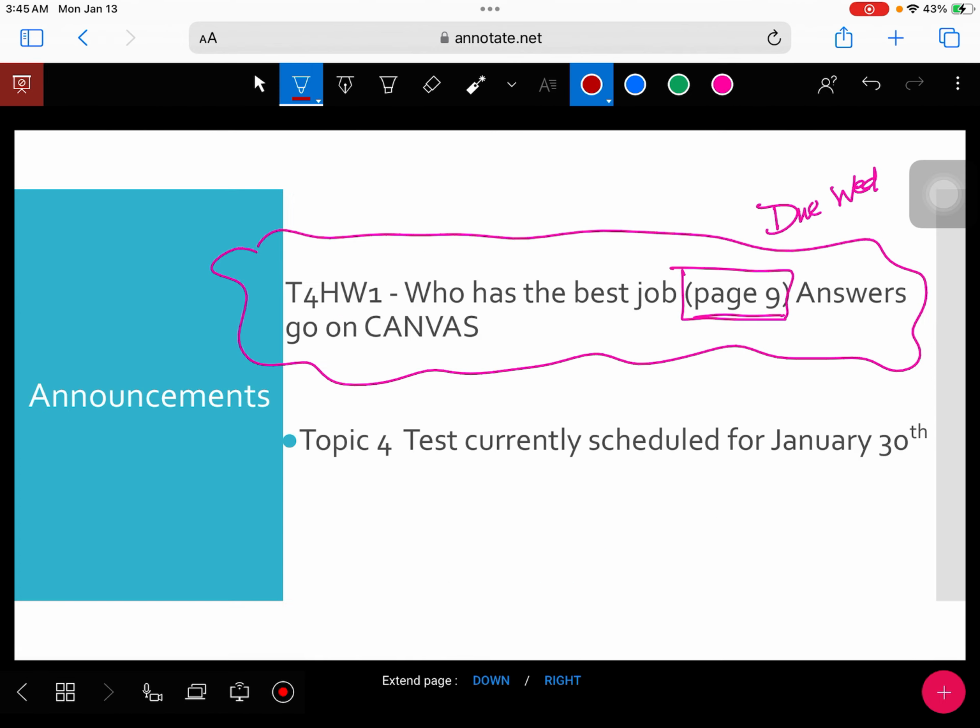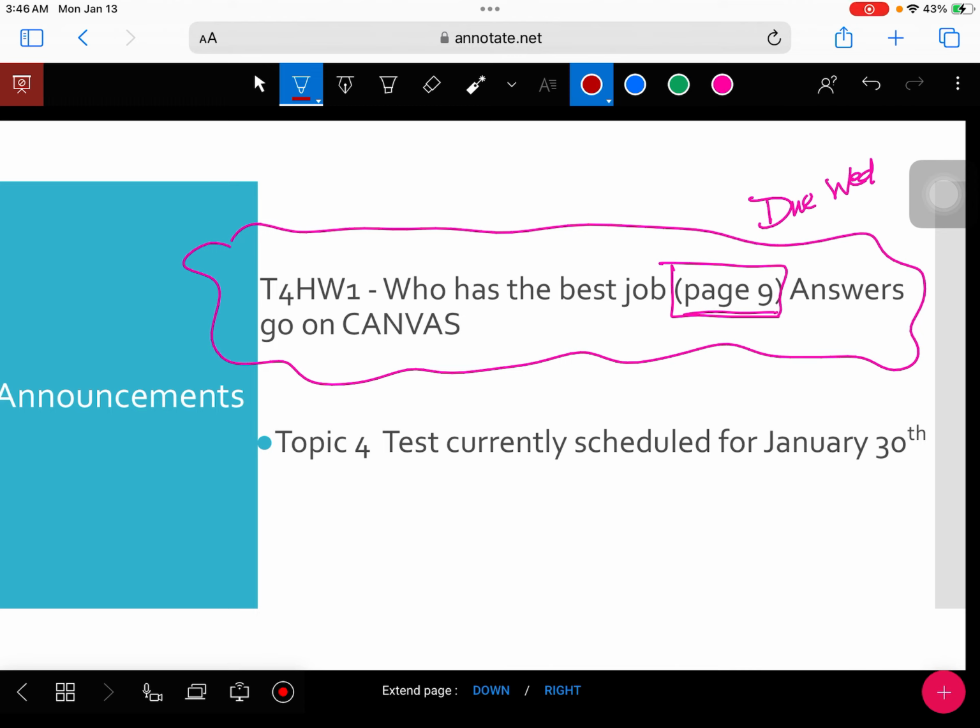Okay. So if you have not already, make sure that you are working on this Module 4, Homework 1, Who Has the Best Job? And if you look at page 9 in your book, it goes along with that. So you can use that as kind of your paper to get it finished. And make sure you're really answering the questions. If it says, what calculations did you use? Make sure you tell me and show me by writing down what calculations did you use? How did you come up with your answer? Some of you are just giving me answers and not explaining to me how you got those answers. Okay?